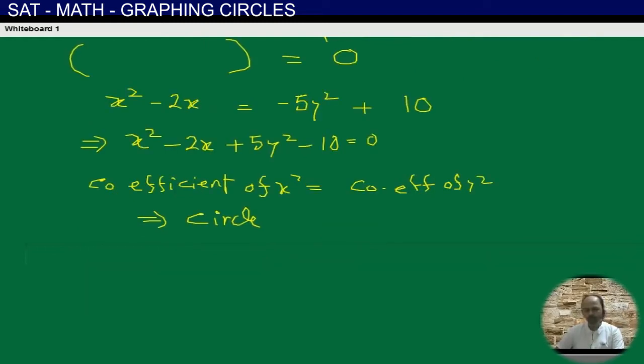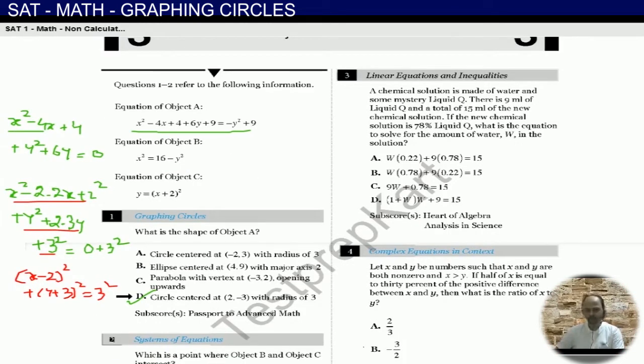Now when the coefficient of x squared and the coefficient of y squared are different, it can't be a circle. There are many properties, but for this question the concept of a circle is sufficient. If we move minus y squared to the left hand side, the coefficient of x squared is 1 and the coefficient of y squared is 1, so it has to be a circle. So we can discard B and C.